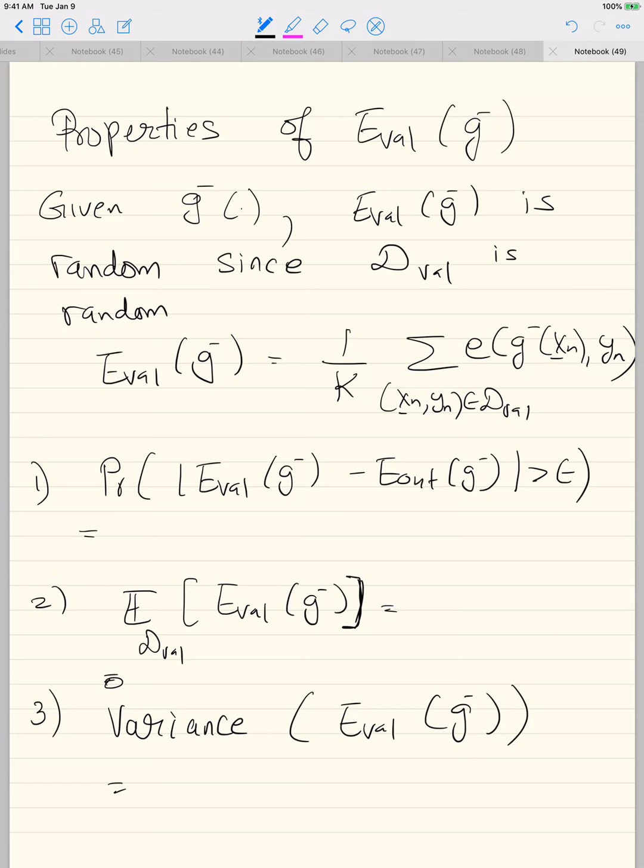You just have to connect to what you have seen so far. The definition of eval is here. I think you all know what E out is. E out of G minus is the expected value over X of e of G minus of X and Y, where X is just a fresh sample coming from the same distribution. So dval is sampled IID, consists of k points. We compute the value. G minus is a hypothesis coming in for eval. Hint: it's a fixed hypothesis because it was trained on D train. It has nothing to do with dval.